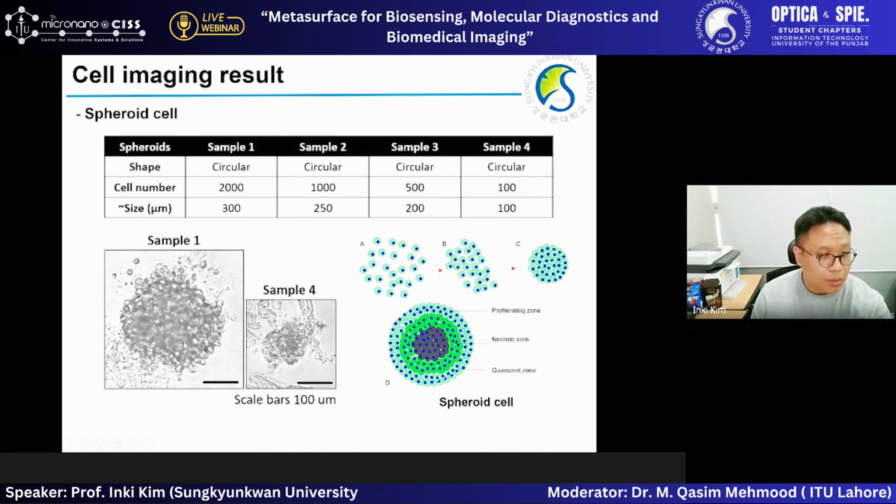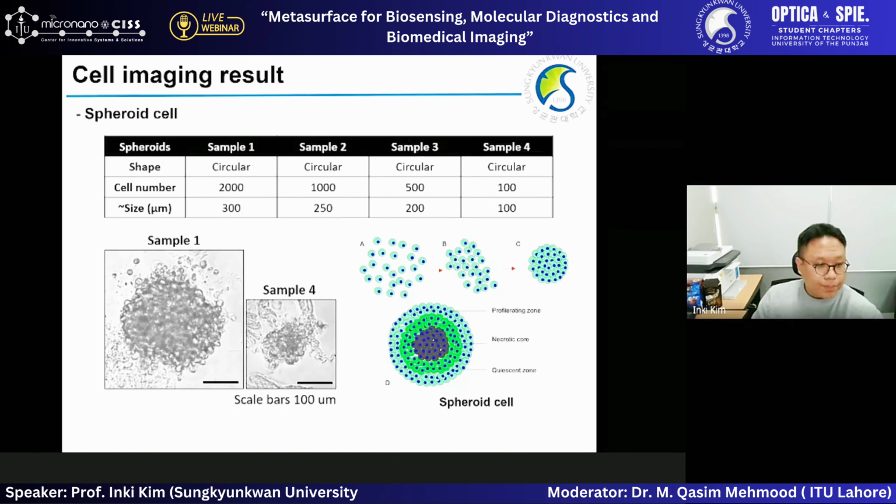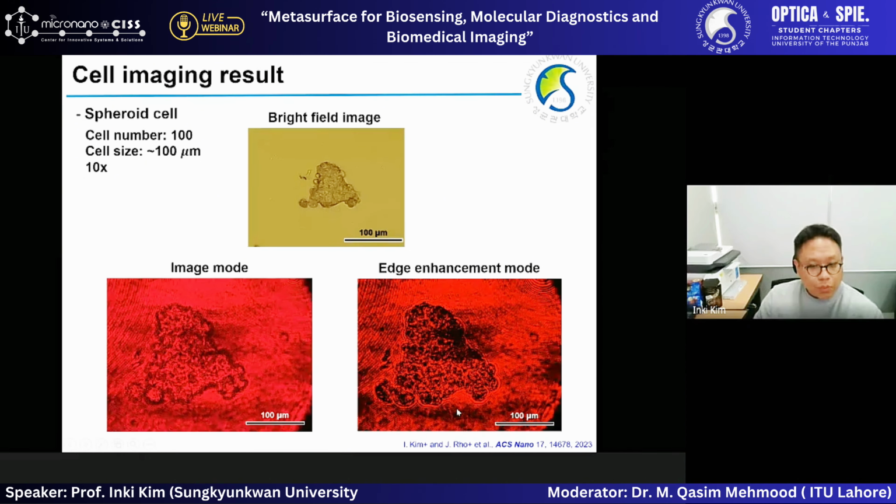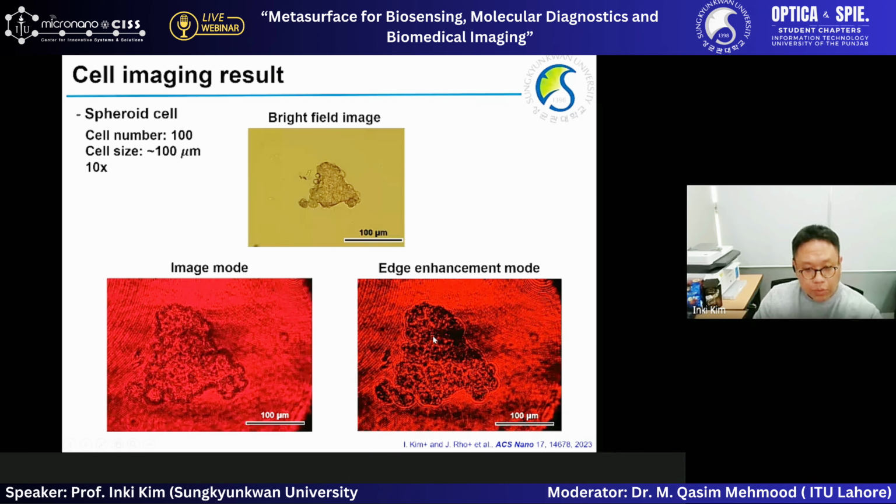But next we prepared this 3D cell or sphere cell. Under the bright field microscope, it was quite difficult to see their morphology. This cell morphology detection is important for drug screening. Once you spread the drug, then their morphology will be changed. And for this aim, our edge enhancement mode will be effective.